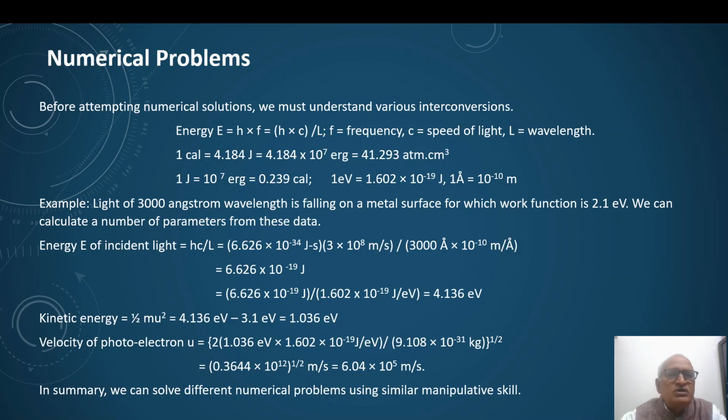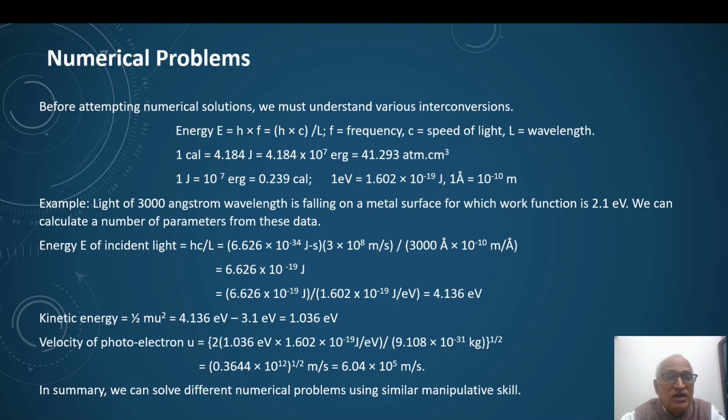Before attempting numerical questions, we must understand various interconversions. Energy is given by h times f, equal to hc over L. Here f is frequency, c is speed of light, L is wavelength. Some other interconversions are given here. An example: suppose we consider light of 3000 angstrom wavelength. Then we can calculate a number of parameters from this.